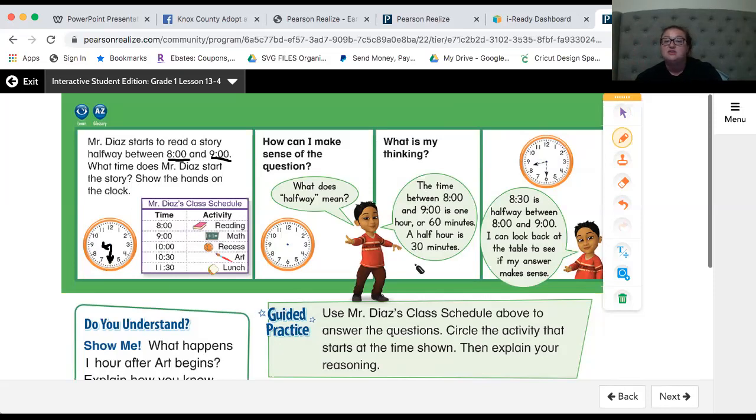This little guy over here just says the time between 8 o'clock and 9 o'clock is 1 hour or 30 minutes, and a half hour is 30 minutes. So 8:30 is halfway between 8 o'clock and 9 o'clock. And I can look back at the table to see if my answer makes sense. So right here, you're looking back at your table to make sure that what you're talking about does make sense.